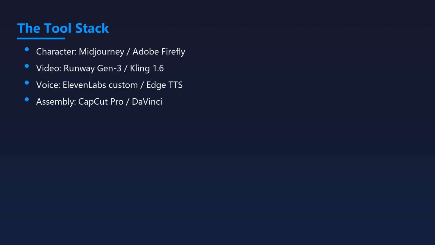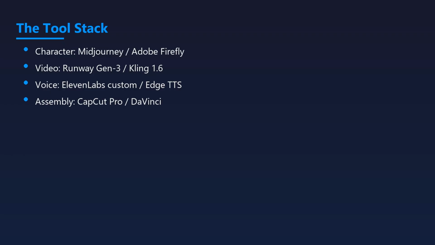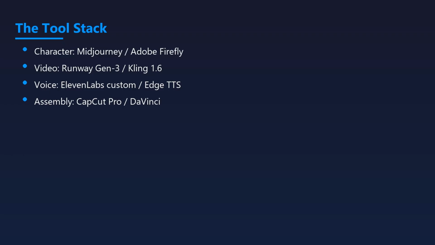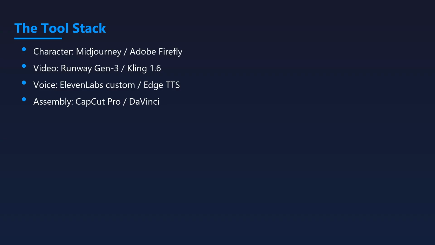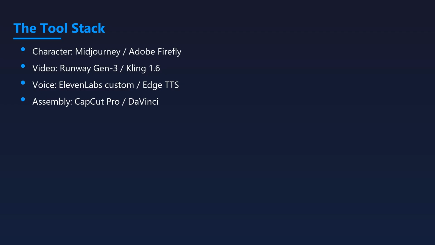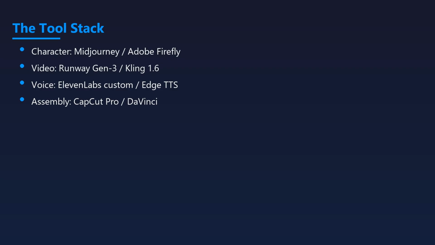For assembly, CapCut Pro handles everything I've described and it's the most accessible. DaVinci Resolve is more powerful if you're comfortable with it. Total cost to run this pipeline for one 30-second ad, somewhere between $15 and $40 in tool credits, depending on how many generations you need. Compare that to a single day of studio production.